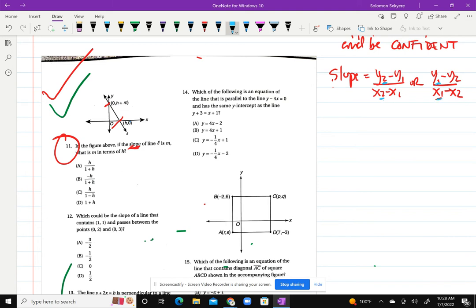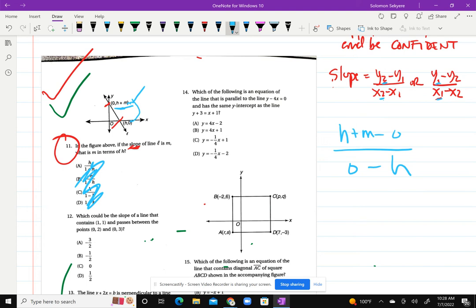Now that you know that, don't be looking at the answers for now. Just write the expression for slope. If I use this as my y2 or y1 or whatever, so if I use h plus t, that whole thing, h plus t, is my y coordinate. So h plus m, sorry, h plus m minus 0, the y's, over 0 minus h.